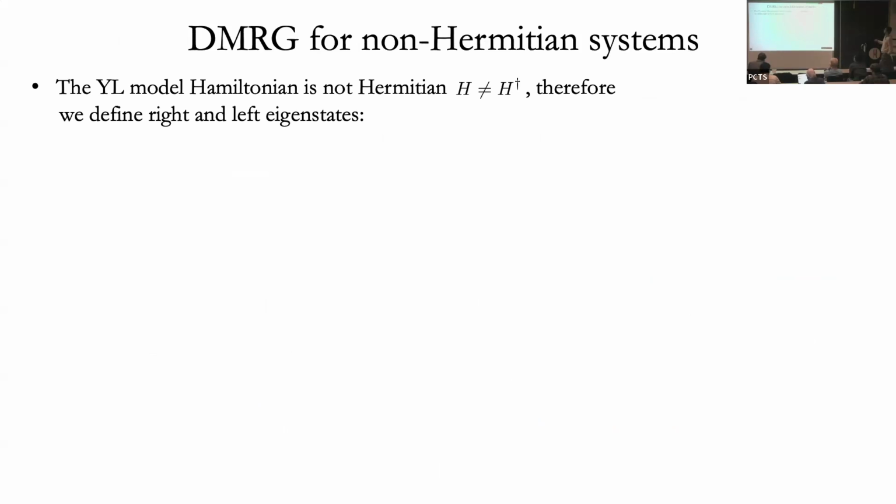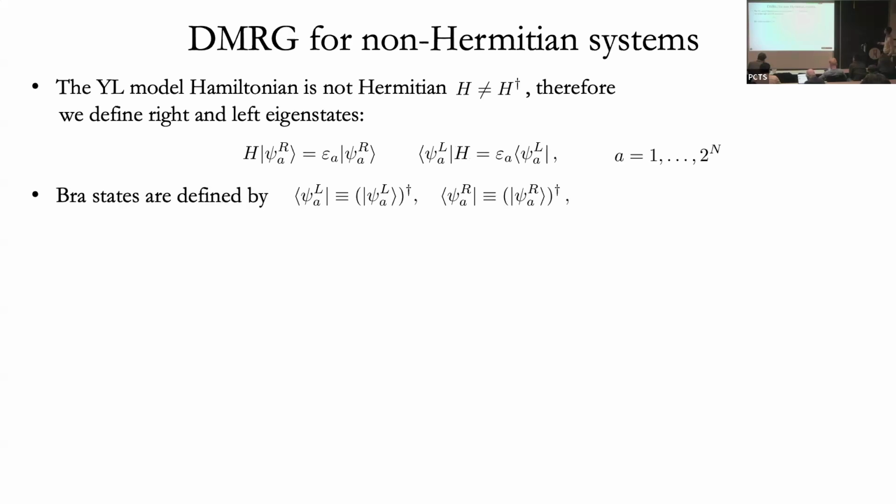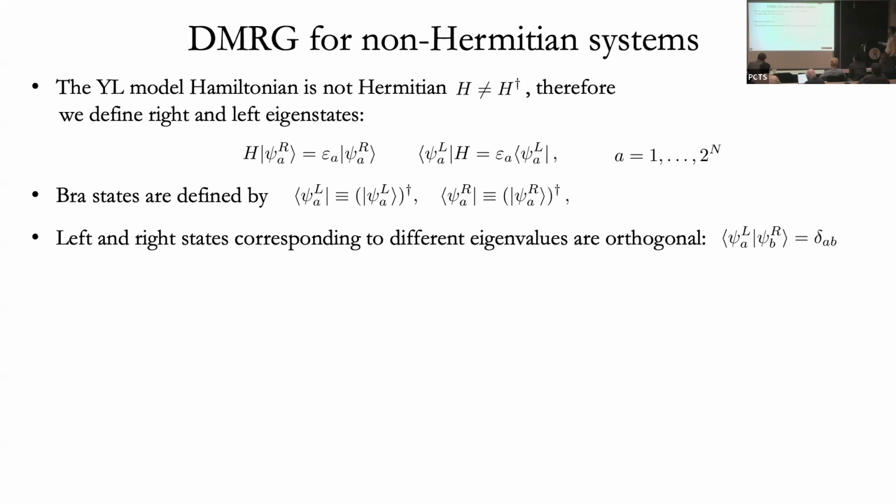In this case, in the Yang-Lee model, our Hamiltonian is not Hermitian. Therefore, we have to define right eigenvectors of the Hamiltonian and left eigenvectors of the Hamiltonian. We still define bra states as the Hermitian conjugate of ket states: bra left states as the Hermitian conjugate of left ket states, and bra right states as the Hermitian conjugate of right ket states. Left and right are orthogonal to each other if they belong to different energy levels. But right with right is not orthogonal, and left with left is not orthogonal.